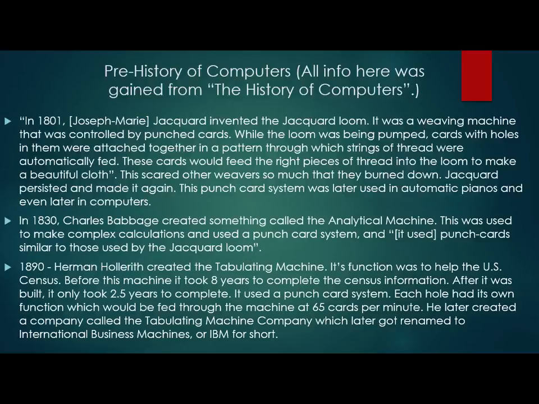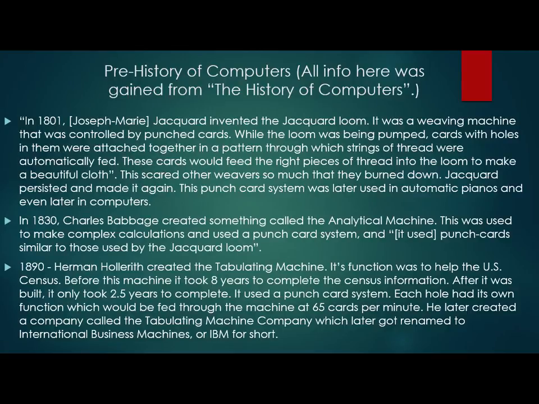In 1830, Charles Babbage created something called the analytical machine. This was used to make complex calculations and used a punch card system, with punch cards similar to those of the Jacquard loom. Yes, I know it's kind of reiterating. I might have to change that a little bit later before I get to the class. In 1890, Herman Hollerith created the tabulating machine. Its function was to help the U.S. Census.